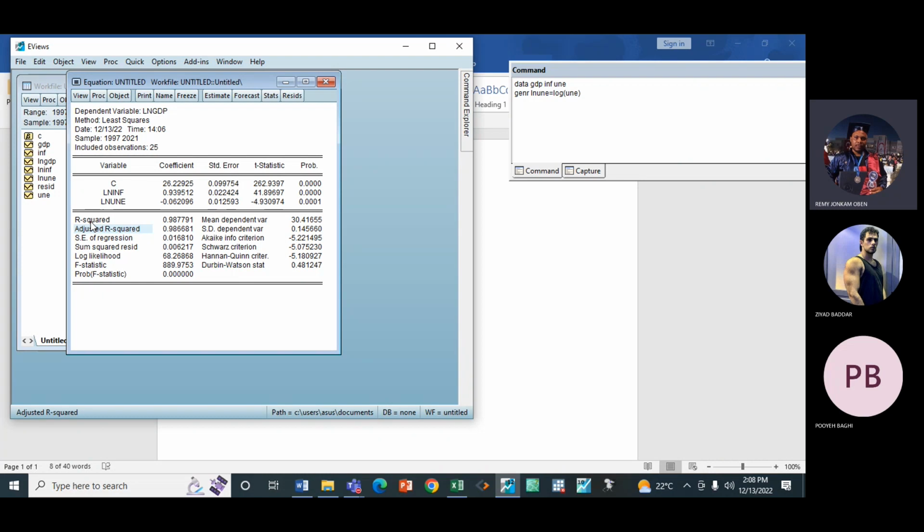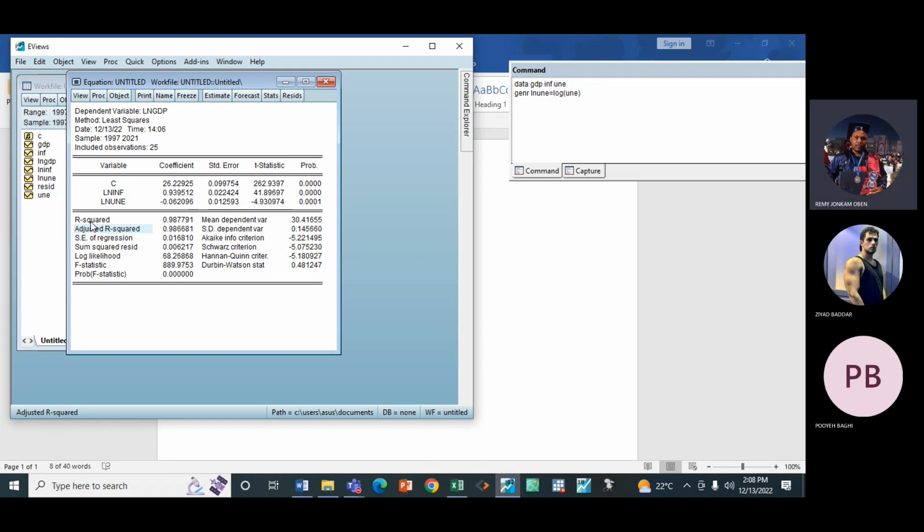Because R squared explains how the model is fitted to our regression. Just R squared, it explains how those variables are fitted. No, I get what you're trying to say.